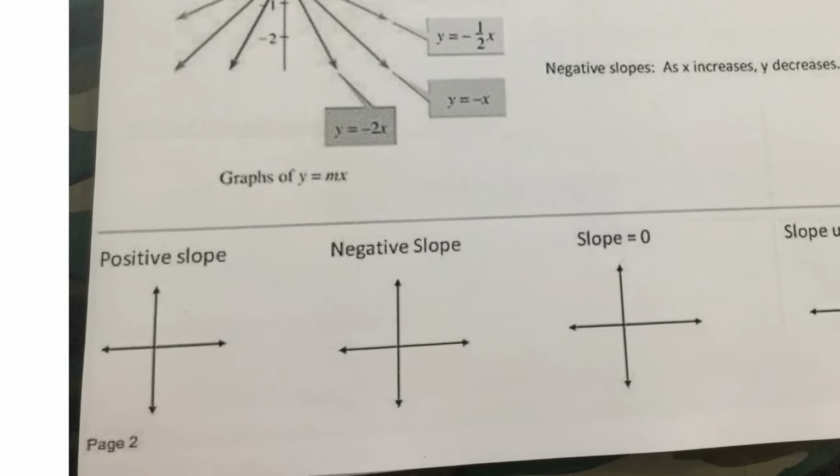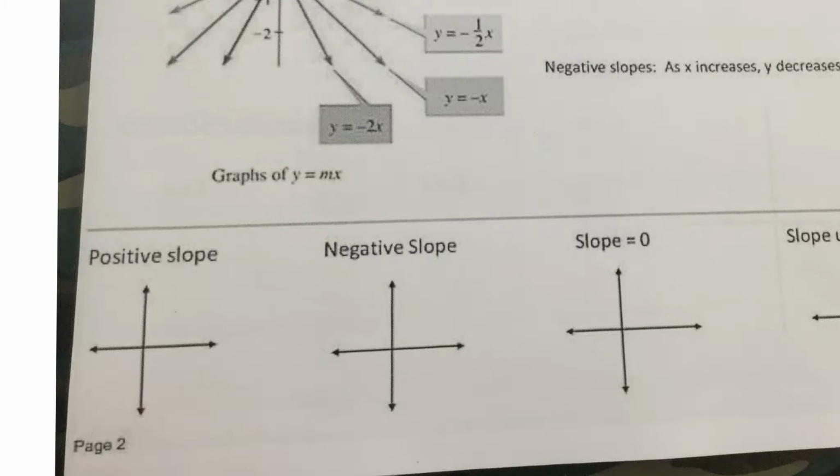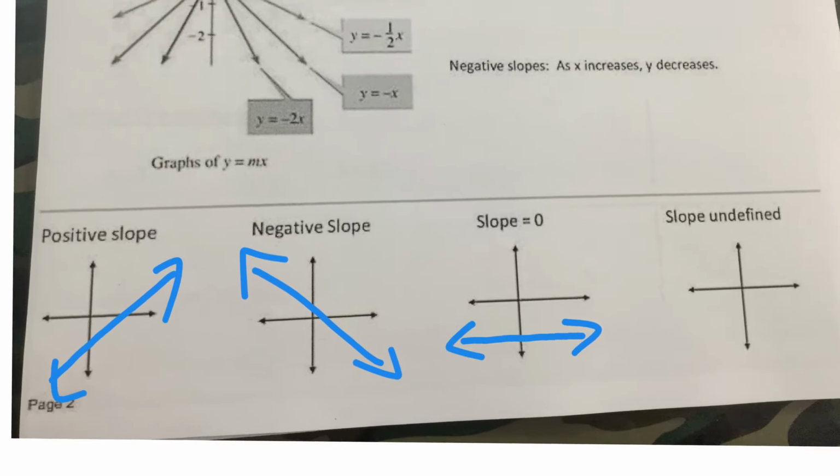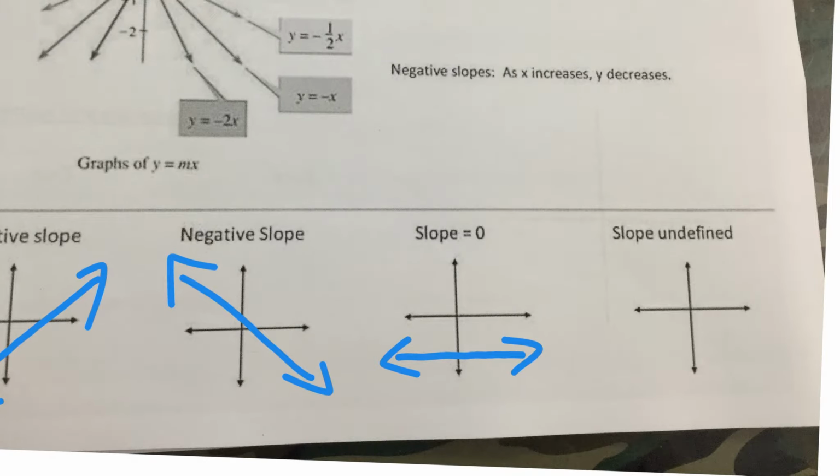So if I had to draw a line with a positive slope, as I go from left to right, it's increasing. If I had to draw a line with a negative slope, as I go left to right, it is decreasing. If I needed a line with a slope of 0, that has to be a horizontal line. Then if I needed a line whose slope is undefined, that is a vertical line.